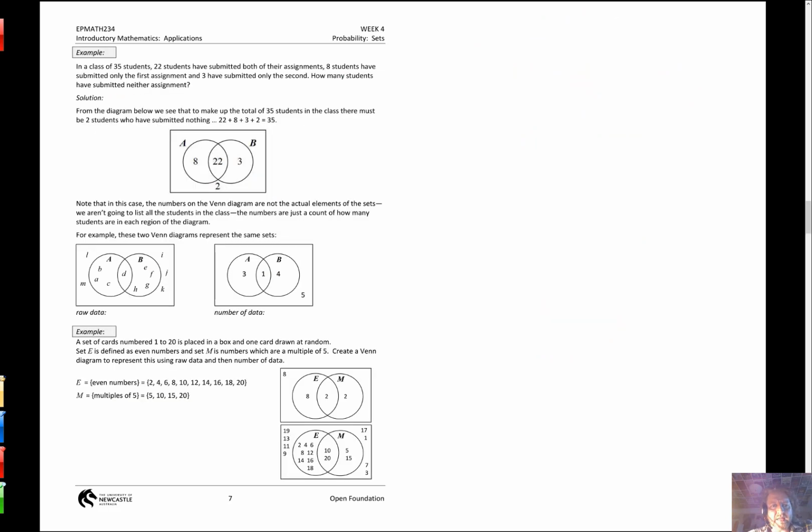So an example. Here's our stock standard good old example of questions we'll do quite a bit of. In a class of 35 students, 35 total, I'm just going to write here. 22 have submitted both assignments. 8 have submitted assignment 1. 3 have submitted assignment 2. How many students have submitted neither? Alright, a bit of info.